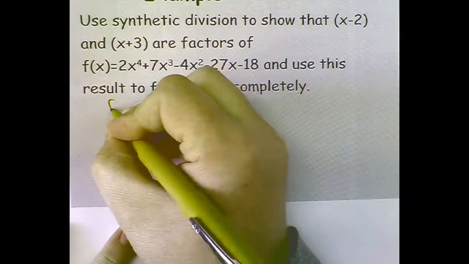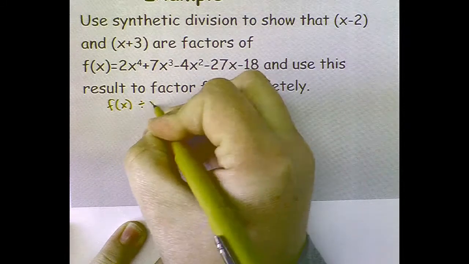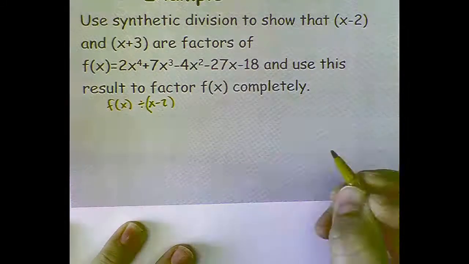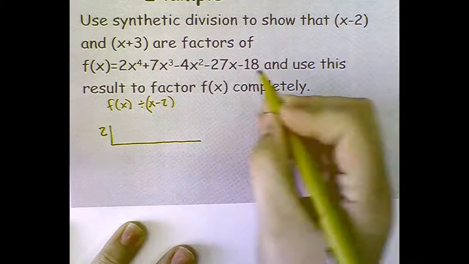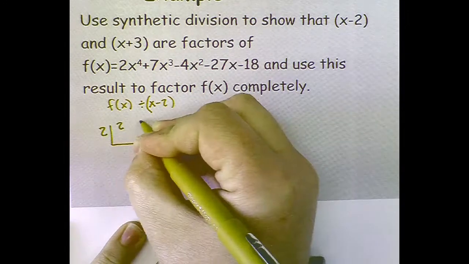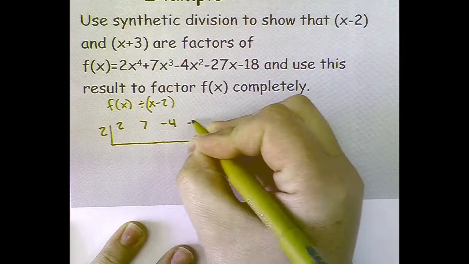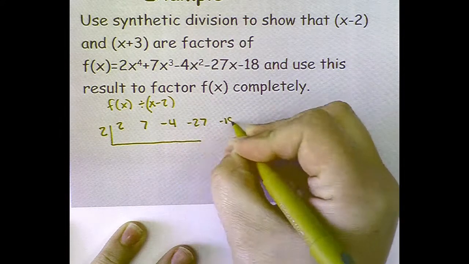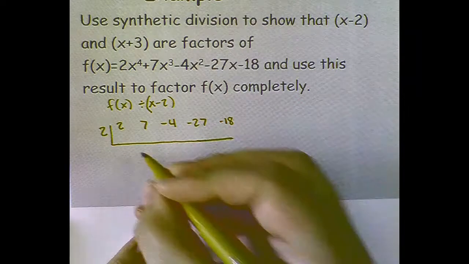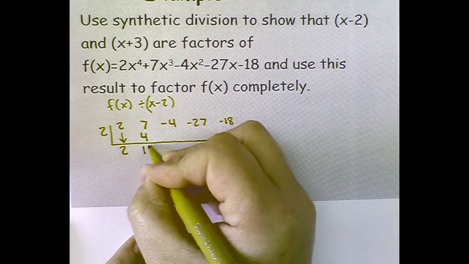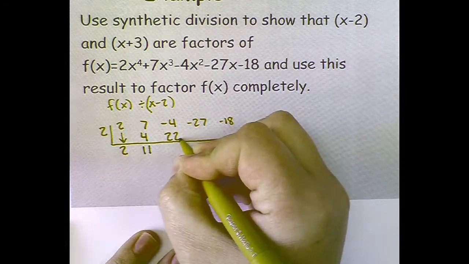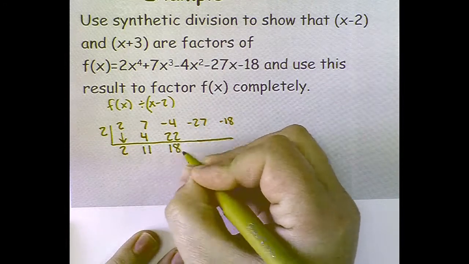So I'm going to take f of x and divide it by x minus 2. We'll start by putting a 2 out front and putting our coefficients in order: 2, 7, negative 4, negative 27, negative 18. We bring down the 2. Multiply, I get 4. Add, I get 11. Multiply, I have 22. Add, 18.